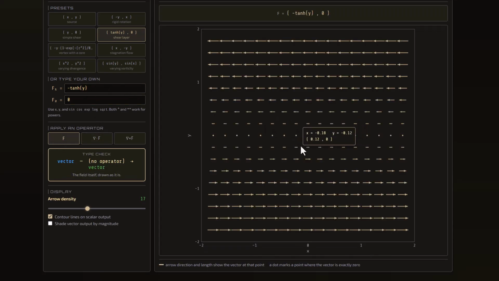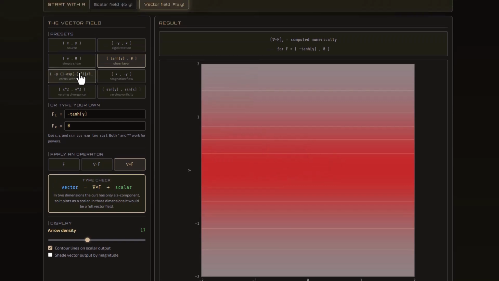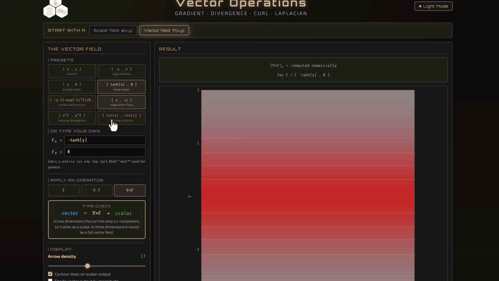Okay, now my direction is counterclockwise, and if I curl my fingers in the direction of rotation, my thumb is coming out of the page. So if I check the curl, it's positive. So I encourage you to try the different functions and take a look at the curl operation.